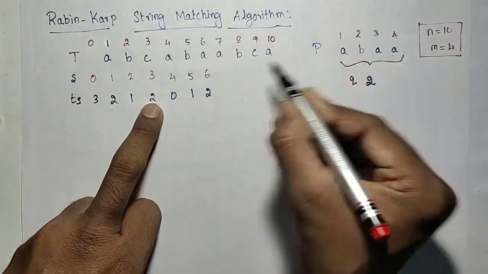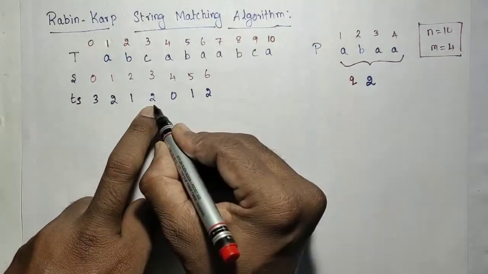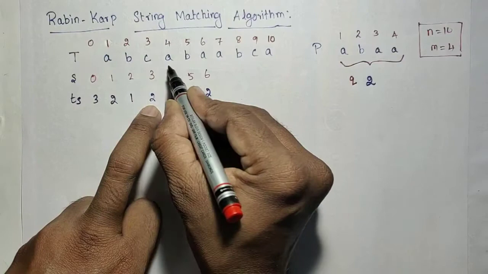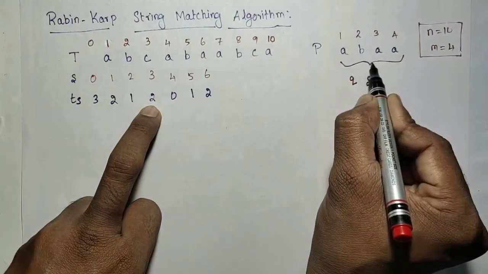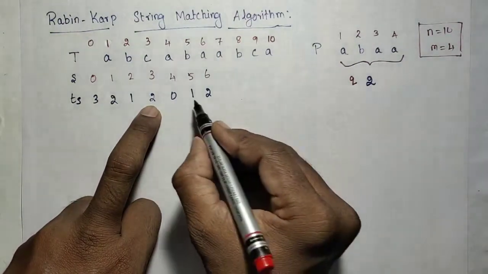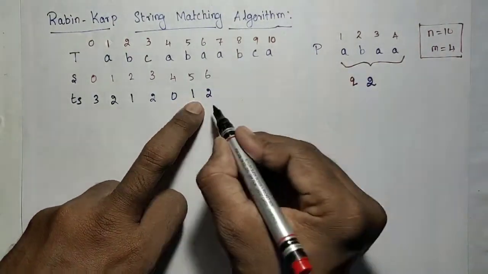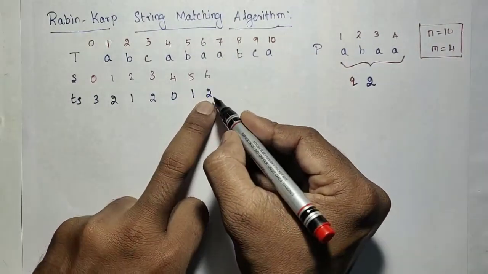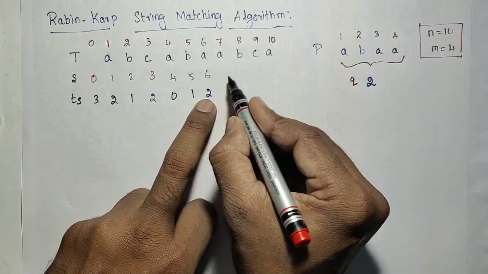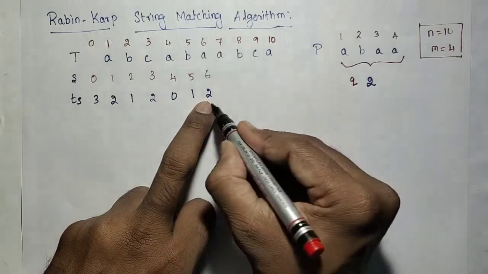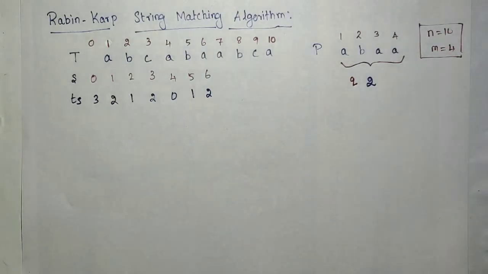ABAA needs to be compared, and the number is 2. So both are equal, so it is possible that the pattern is found. Here it will compare and say the pattern is found. Similarly 0, no matching, no comparison. No matching, no comparison. At last 6, the last iteration. 2 means ABCA, but here ABAA. It will do the character by character comparison here.